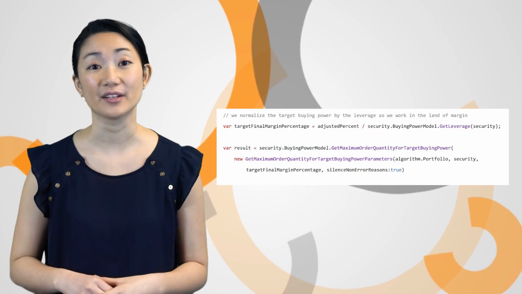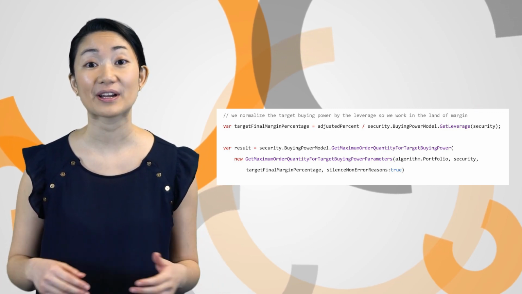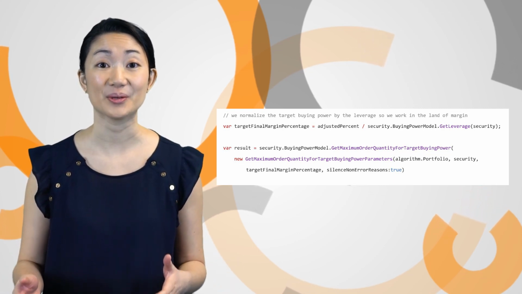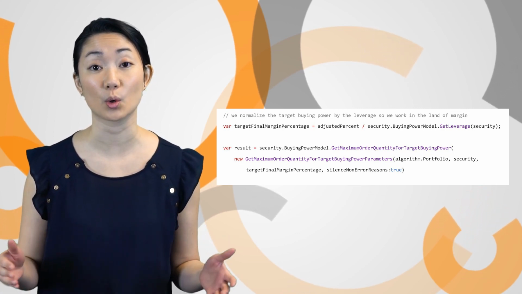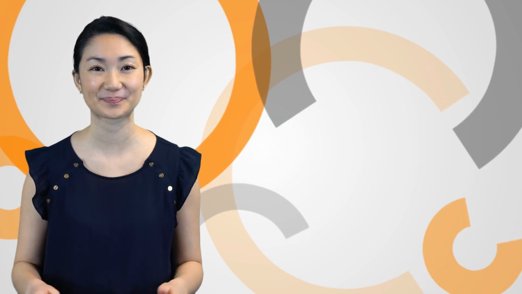Future buying power models were updated to match the margin requirements from the exchanges. When working with futures now, the initial margin value, rather than the contract value, is used to calculate the maximum order quantity. This allows you to use SetHoldings with future contracts.